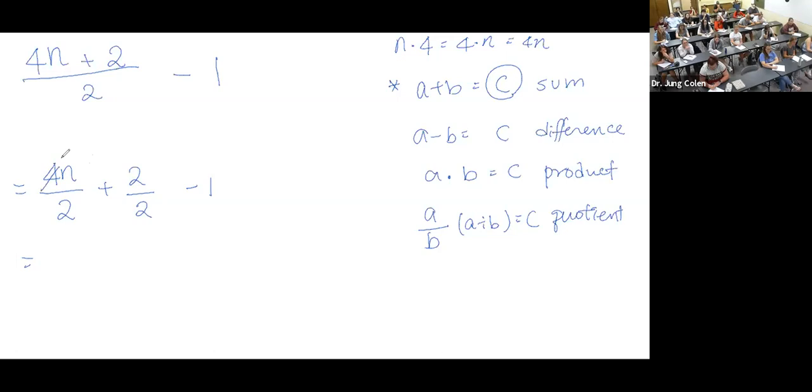So what is it? 4 divided by 2, you get 2. So 2n over 1 is the same as 2n. 2 over 2 is 1, minus 1. What do we have? 2n, because 1 minus 1 is 0, and 0 plus something is itself, the identity property. Right? So we start from n and end at 2n.